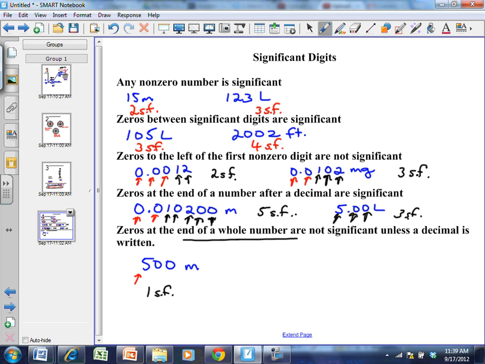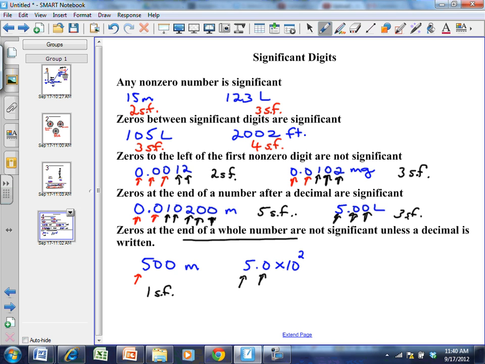Now, let's say my measuring device is more accurate. Say I'm certain of the hundreds place, and my estimation is in the tens place. So I want that tens place to be significant. I want to indicate that my accuracy or my precision is there. I would have to write 5.0 times 10 to the second. And see, now non-zero numbers are significant, and then zeros after a decimal are. So now I'm making that tens place significant by writing it in scientific notation.